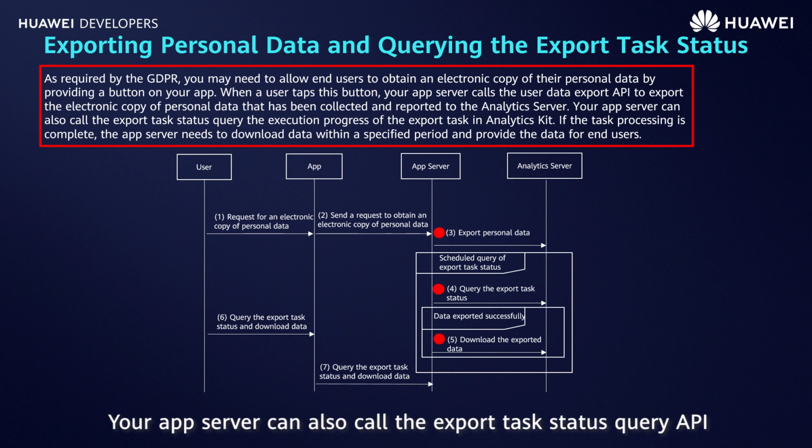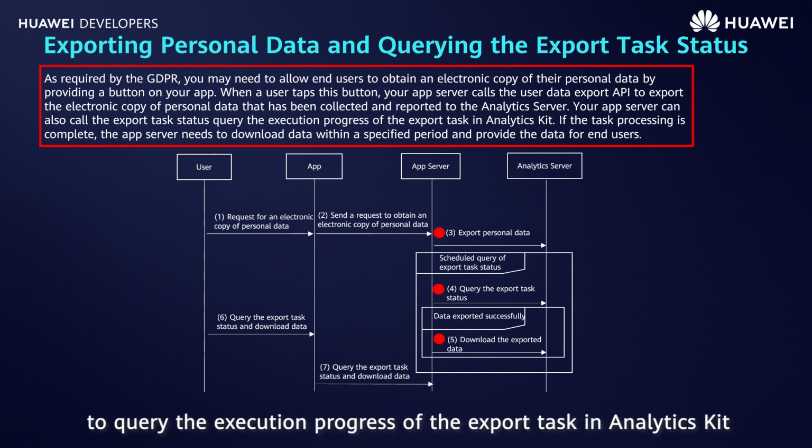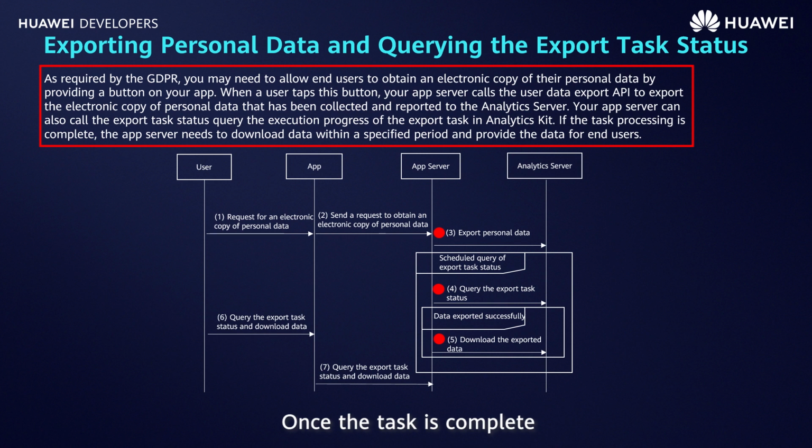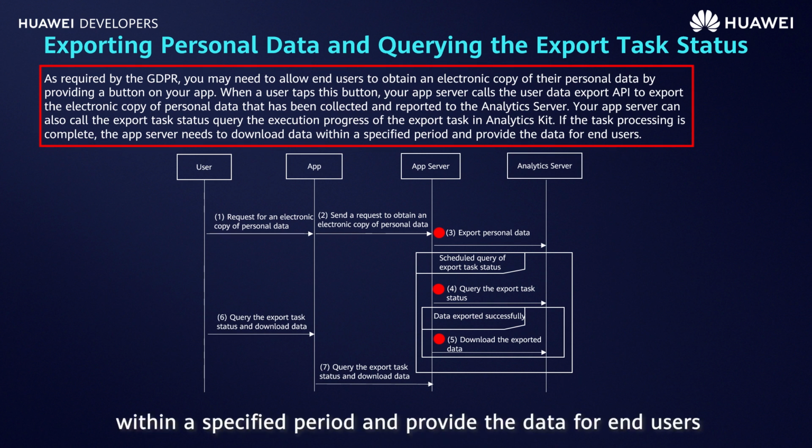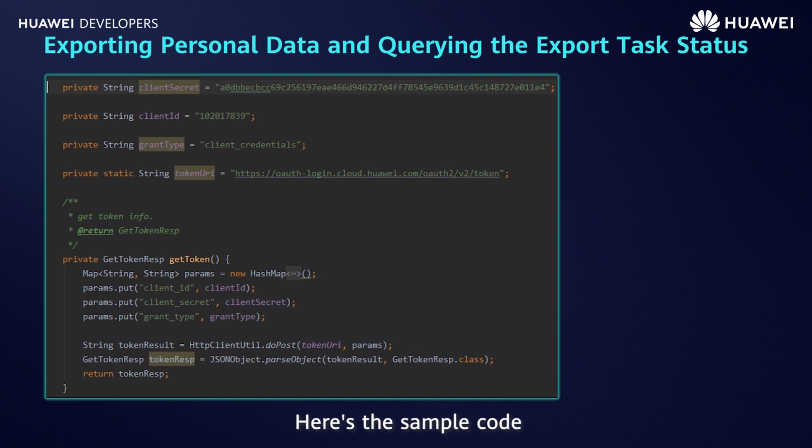Your app server can also call the export task status query API to query the execution progress of the export task in Analytics Kit. Once the task is complete, the app server can download data within a specified period and provide the data for end users. Here is the sample code.